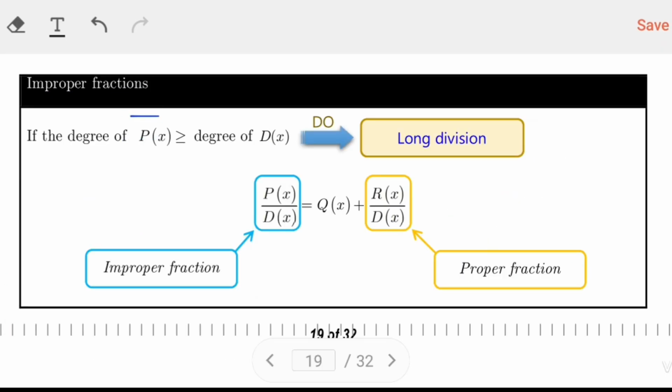Improper fraction. If the degree of P(x) is greater than or equal to the degree of D(x), we have to do long division first. So P(x) over D(x) is an improper fraction. If we use long division, we can express it as Q(x) plus R(x) over D(x). So R(x) over D(x) is a proper fraction, so we have to express it in partial fractions, as we learned in the previous videos.